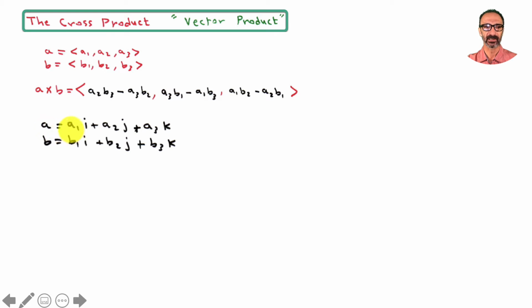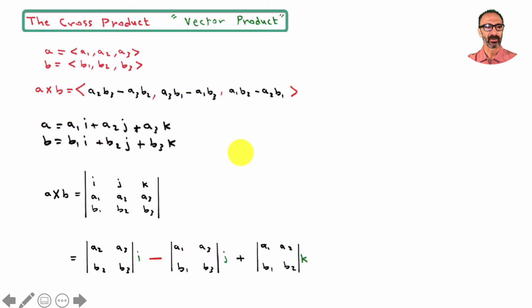So if you have A as A1i plus A2j plus A3k and B in the same way, the cross product comes from the determinant, setting the components this way. If you remember from previous classes in calculus and more, when we do the determinant, if we go with the first row, we go plus, minus, plus.